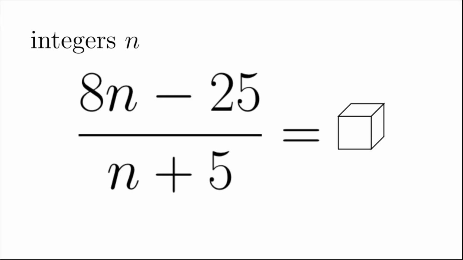In this video, we are going to find all integers n such that (8n - 25)/(n + 5) is a cube of a rational number.